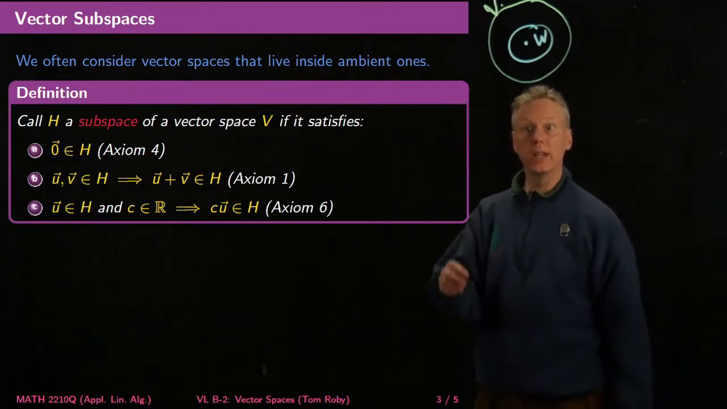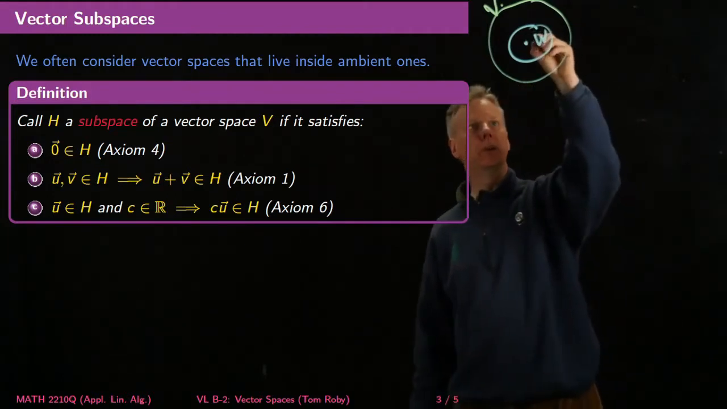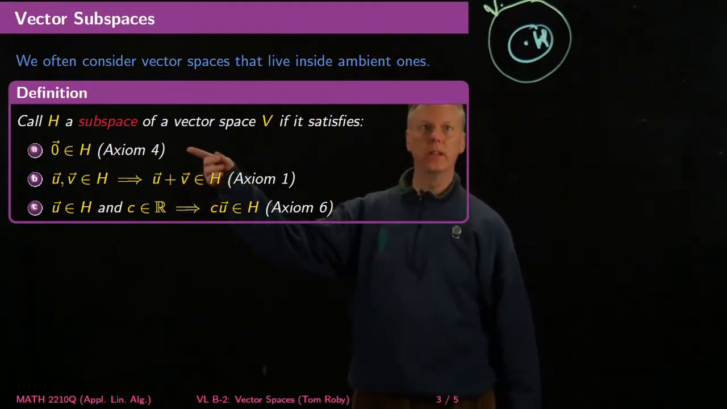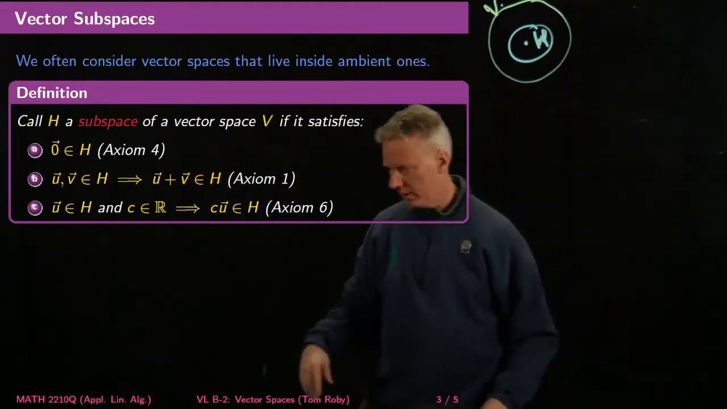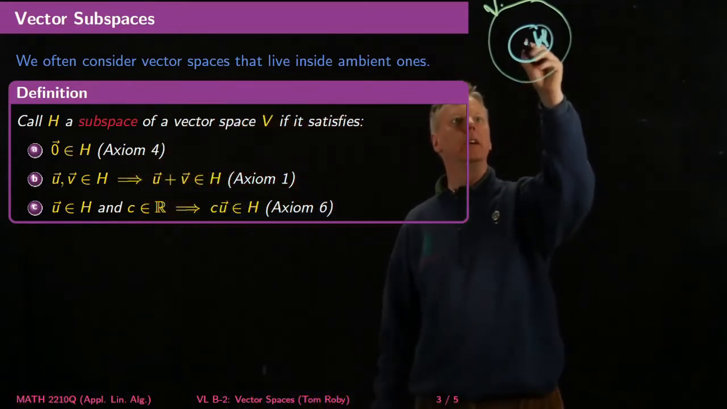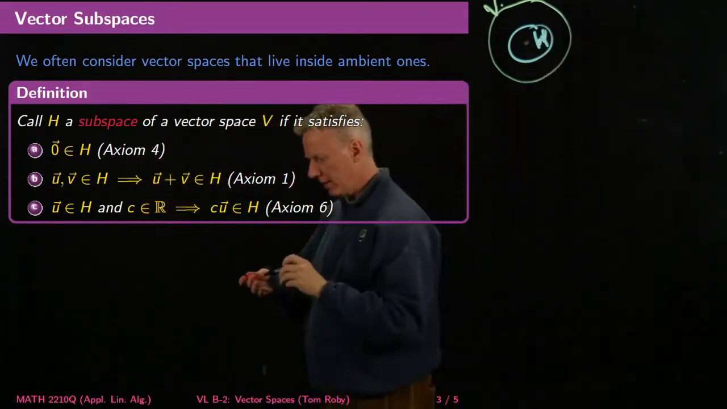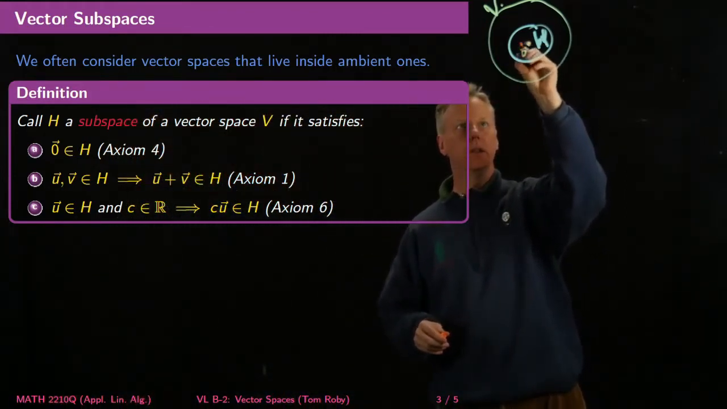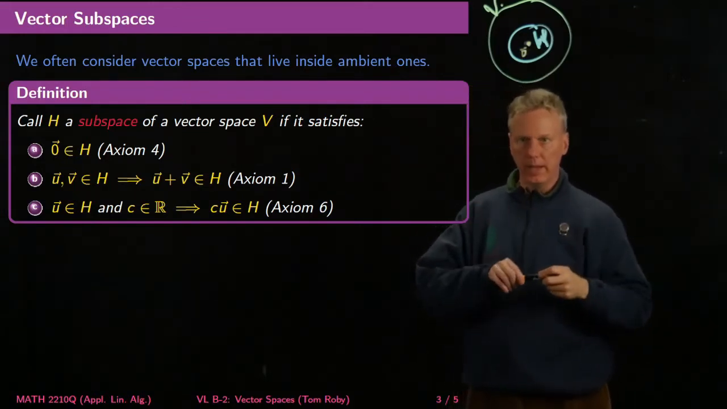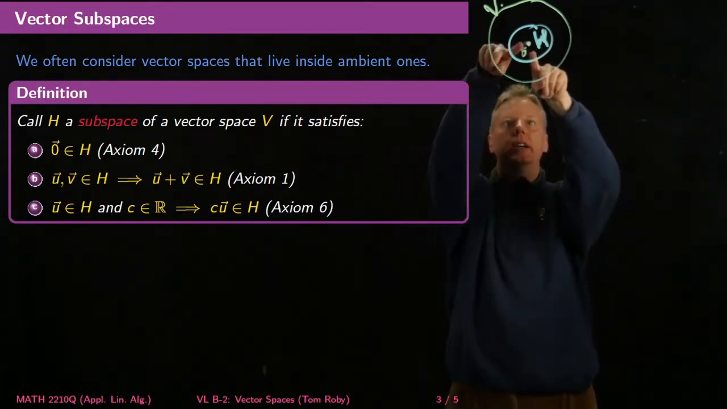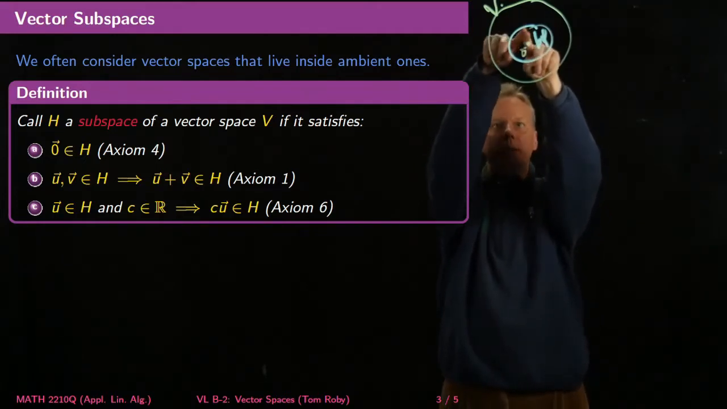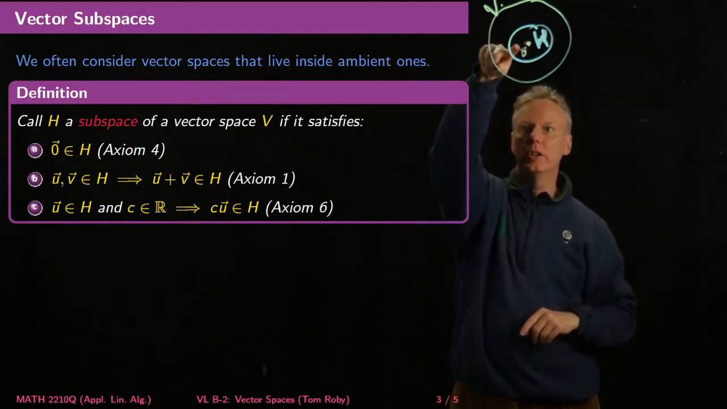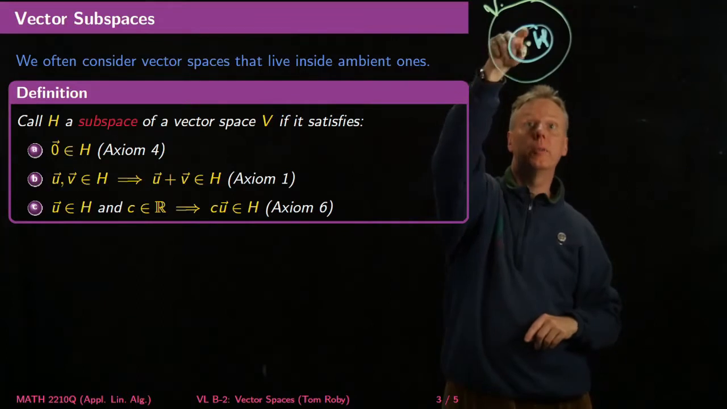And here are the three axioms that, or I guess I'm calling this H. So instead of W, let's call this H. Right? So what are the properties that H should satisfy? Well, it should contain 0. So whether I like it or not, I'm going to have a 0 in there. So there's the 0 vector. It also needs to have the property that if I take U and V inside H, that their sum stays inside H. And it should have the property that if U is in H, then when I rescale it by any real number, I stay inside H.